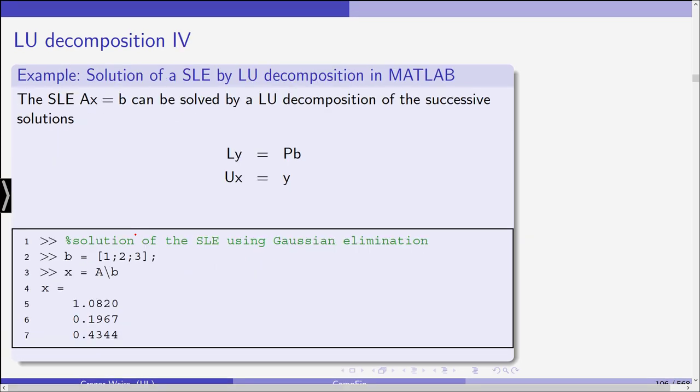Okay. Now, using the LU decomposition, you can easily solve a system of linear equations. We are trying to solve A times X equal to B, and you can solve it by an LU decomposition by first doing L times Y equal to P times B, and then calculating U times X equal to Y. So the solution of the SLE using Gaussian elimination is B. Let's assume this is 1, 2, 3. And actually MATLAB does this with this operator, with this function here, A slash or backslash B, and you get the solution 1.082 and so on. So that's what you can do.